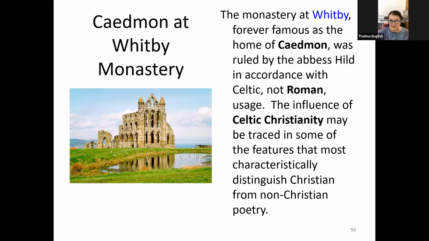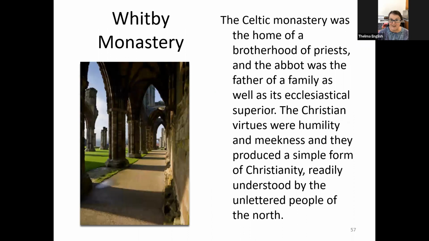It was famous because it was the home of Caedmon, ruled by the abbess Hild in accordance with Celtic, not Roman usage. The influence of Celtic Christianity may be traced in some of the features that most characteristically distinguish Christian from non-Christian poetry. The Celtic monastery was the home of a brotherhood of priests, and the abbot was the father of a family, as well as its ecclesiastical, which means church, superior.